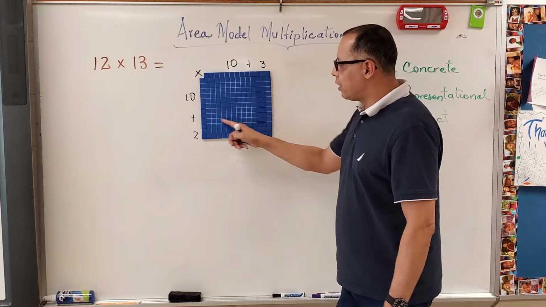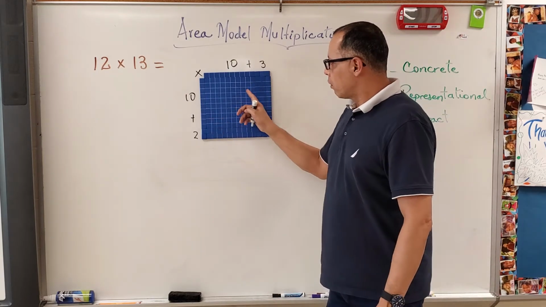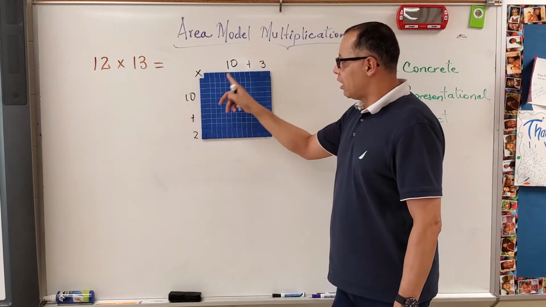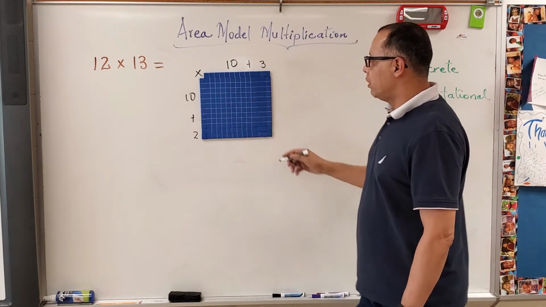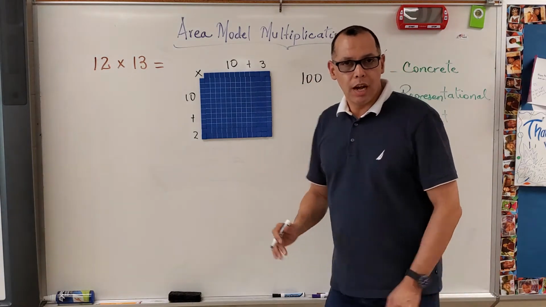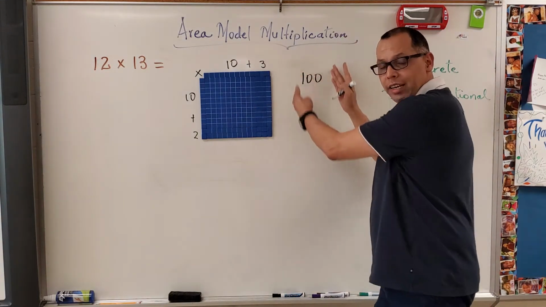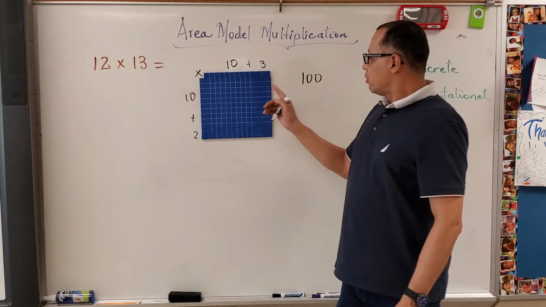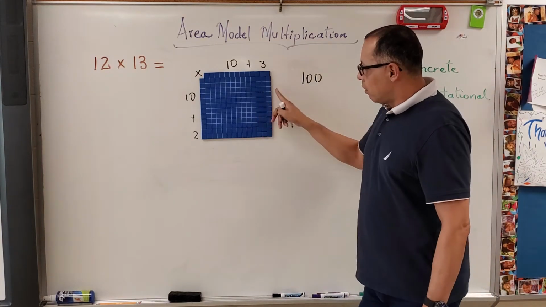How did I get 100 here? Easy. What number gives me 100? 10 times 10 equals 100. That is my first partial product. I'm going to get those partial products out, and I'm going to add them up. Then how do I get my second partial product?